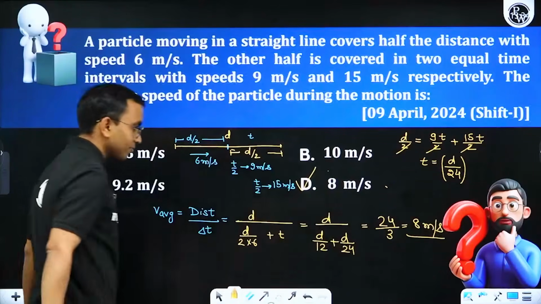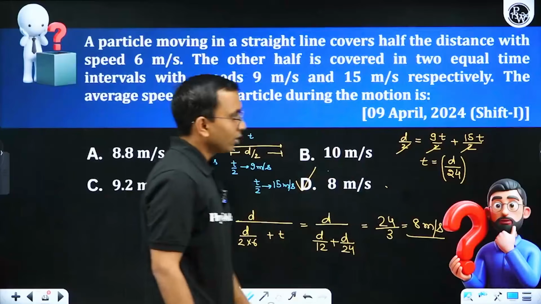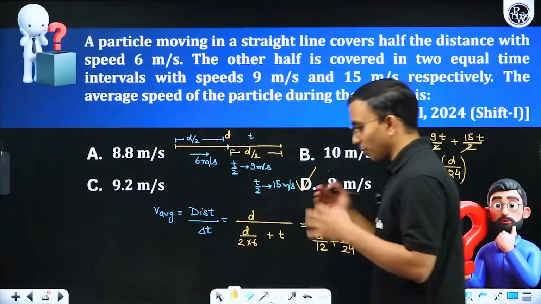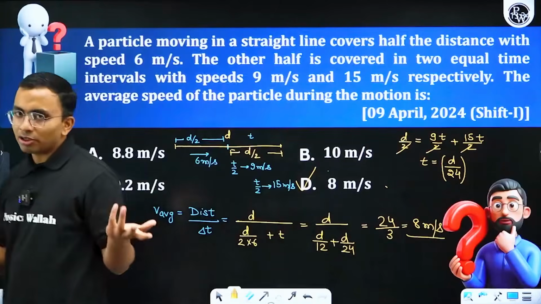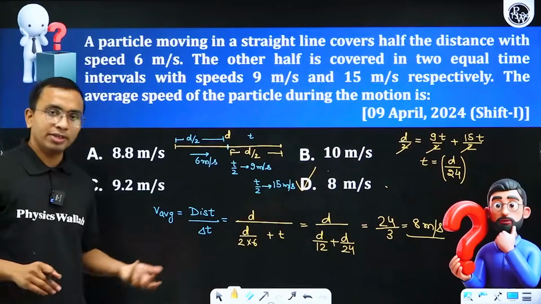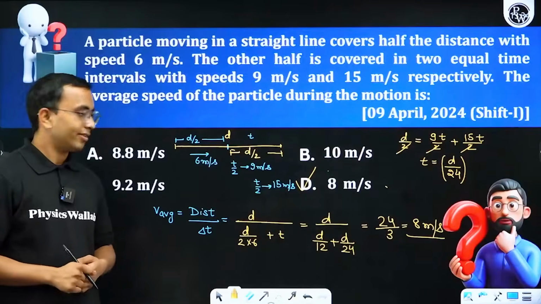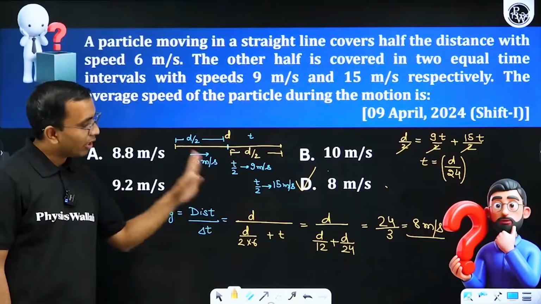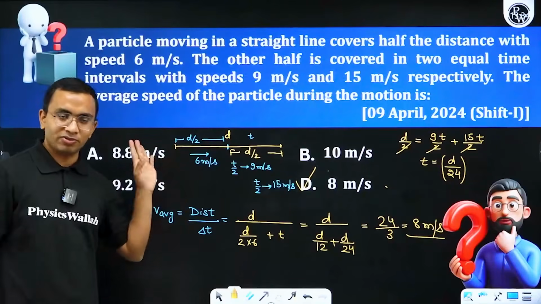Option D. So therefore I'm saying that you should not remember any formula, because many of the students remember and solve accordingly, but it's not required here. Therefore I'm saying just understand the core concepts, use that core concept, you'll reach the final answer perfectly.